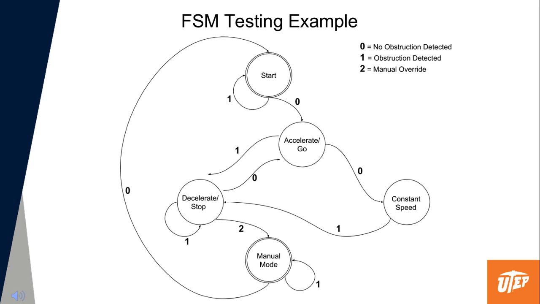0 represents no obstruction is detected, and the bus can accelerate or remain in motion. 1 represents an obstruction is detected, and the bus can remain in its start state or transition into the deceleration or manual states. 2 represents the switch to manual override. FSM testing helps us map the possible input state combinations and their outputs. It shows us where and what type of failures may occur for the system.